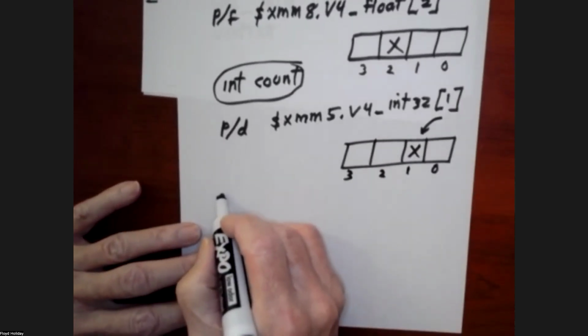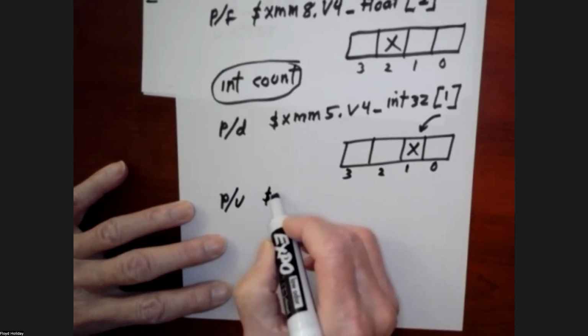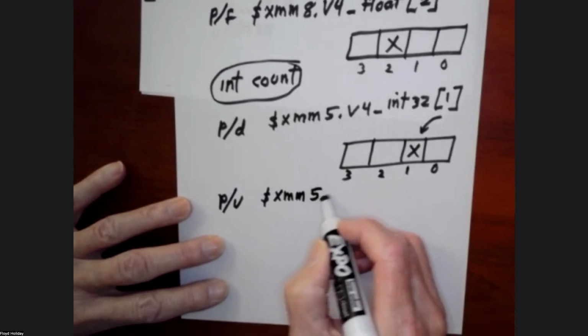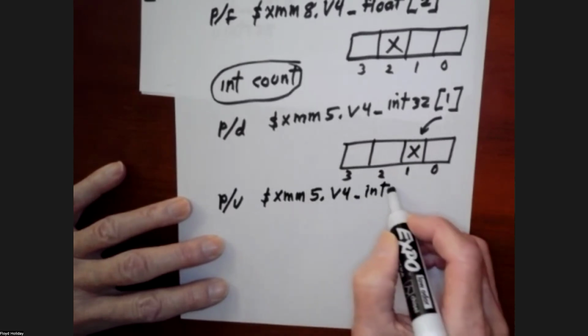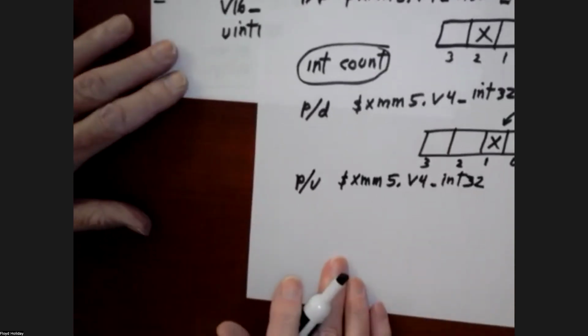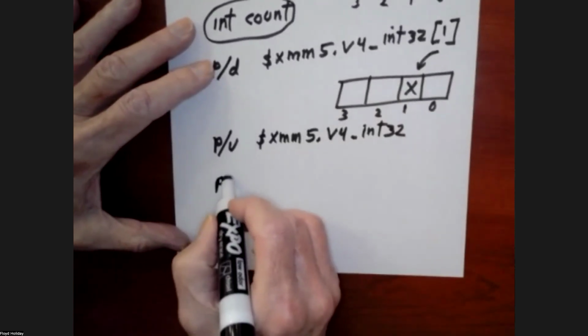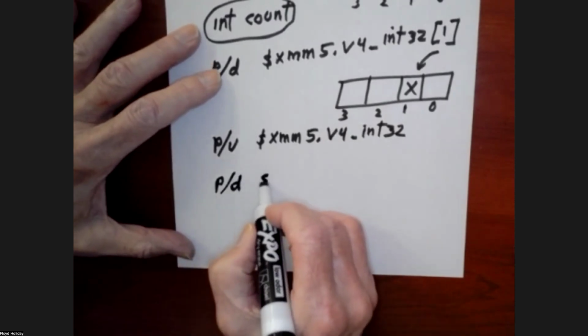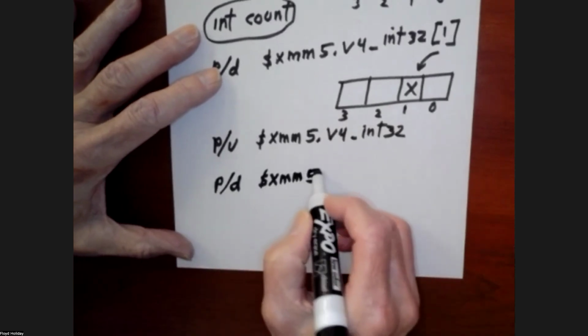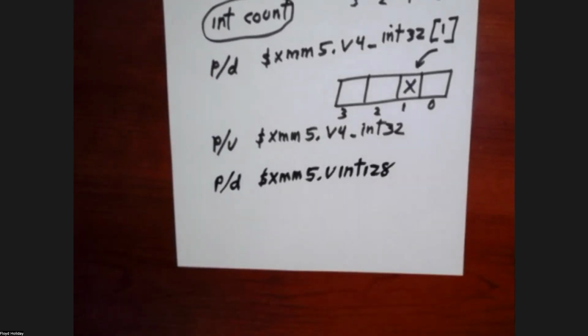Just an endless number of ways you can view the data. So how about as an unsigned integer? $xmm5.v4_int32. And if I leave off the indexing, then we see all 4 numbers. And the last one doesn't divide it into subregisters. Let's do it right here. p/d $xmm5.uint128. That will use all 128 bits and form a decimal integer and show you that integer.